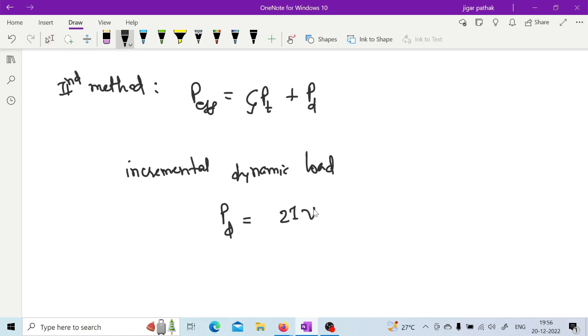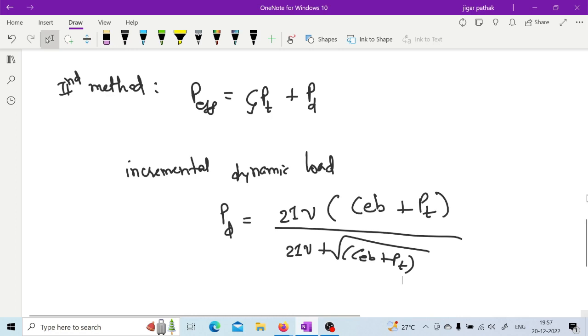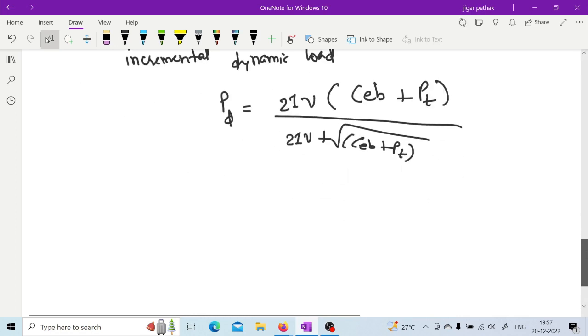So this is 21V (CEB plus PT) upon 21V plus the square root of (CEB plus PT). Here V is pitch line velocity, PT is tangential force, and B is face width, right? So what is unknown, or what we need to know, is this C. This C is nothing but the deformation factor.